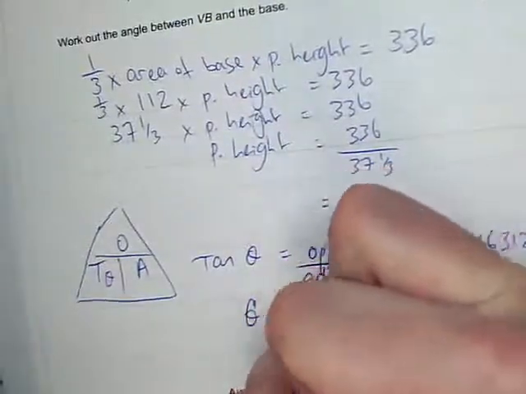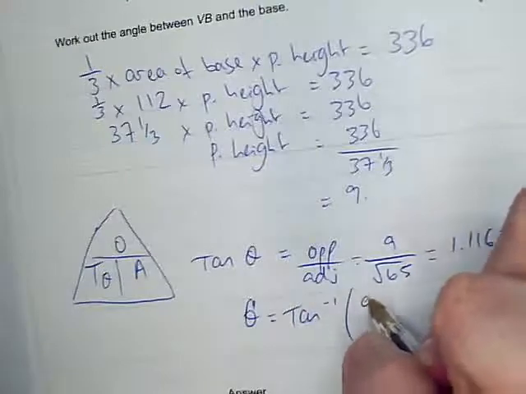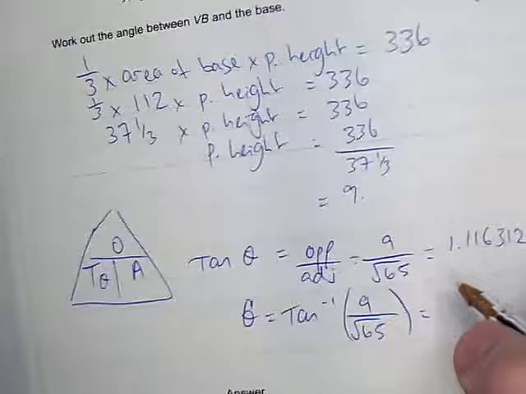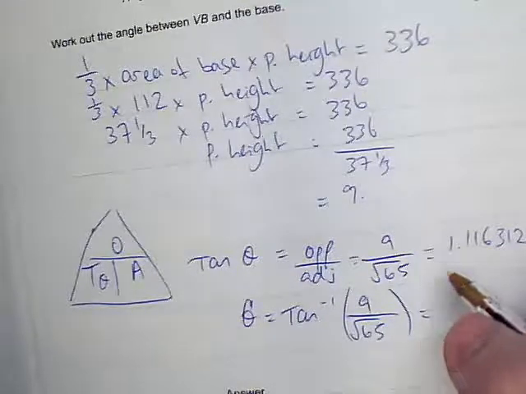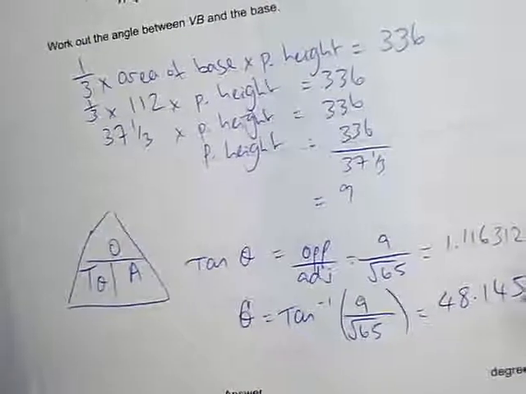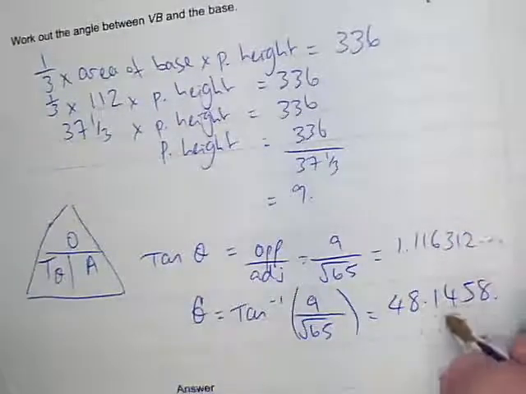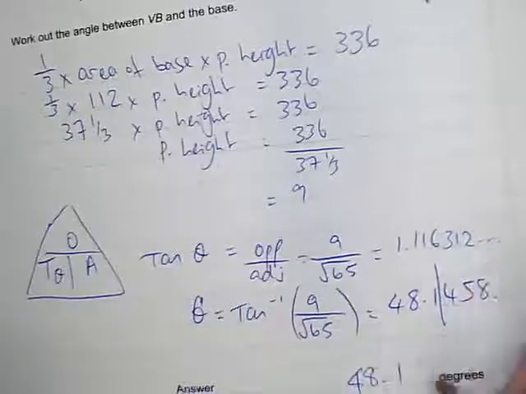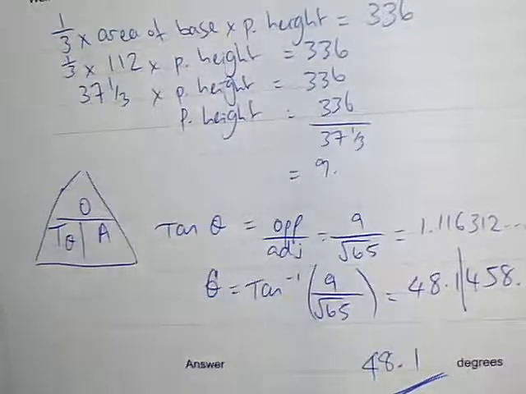To work out my angle, I need to then take the inverse. So inverse tan of that 9 over root 65, so root of my last answer, and that then gives me 48.1458... And I'm going to round this off to 3 significant figures, so that then takes me to 48.1 degrees. Okay, and that then gives you your 6 marks.